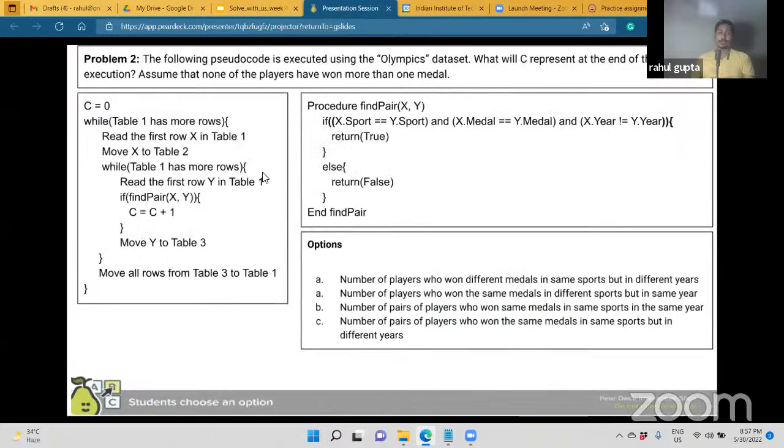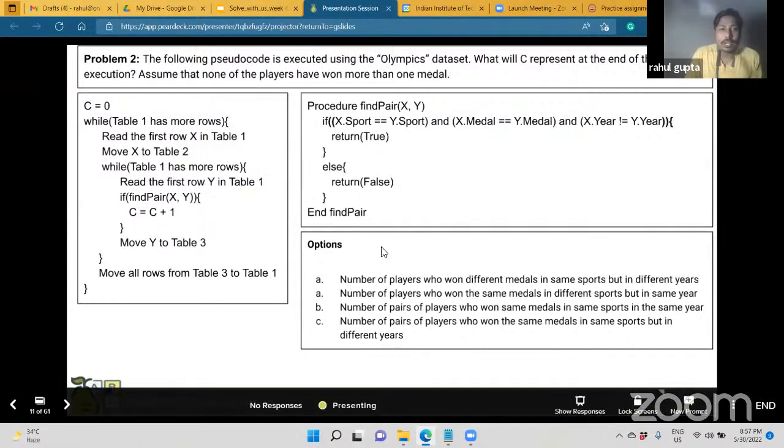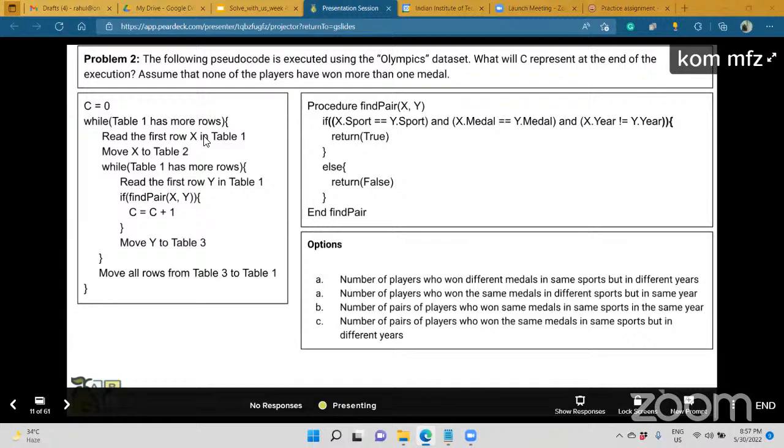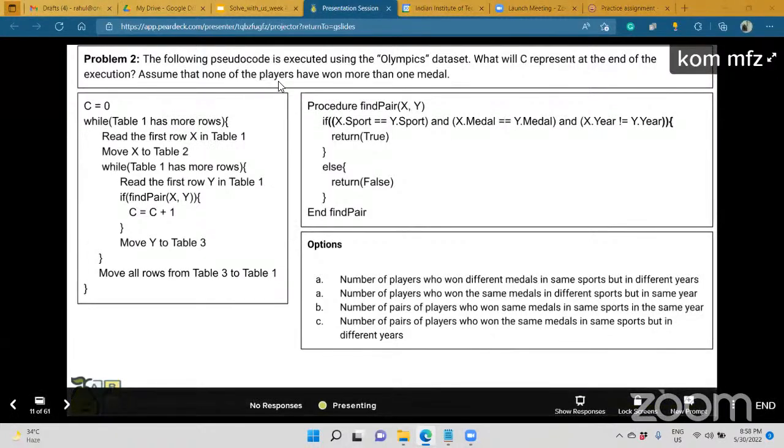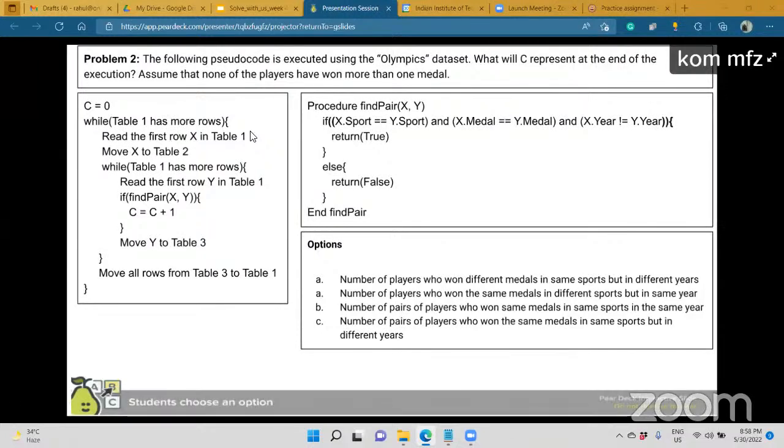Okay, for problem 2, take 5 minutes. Done, sir.